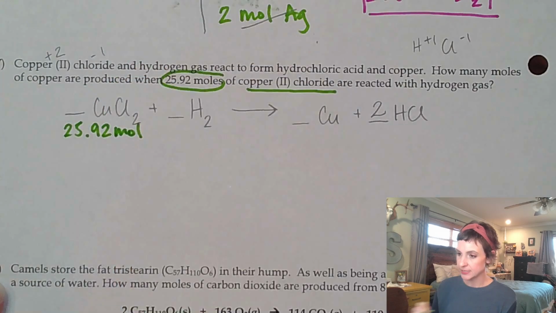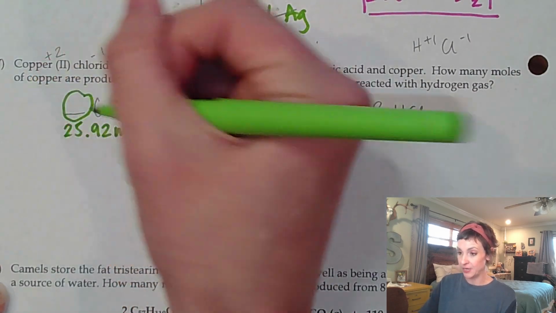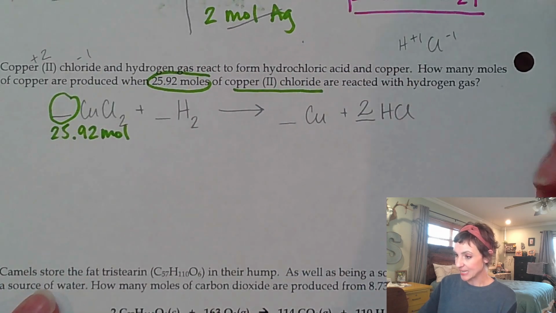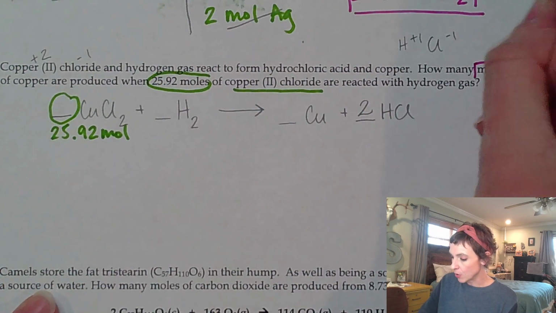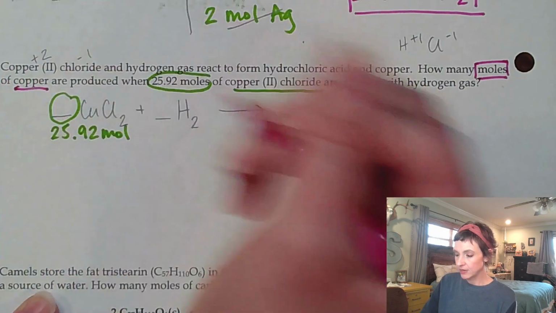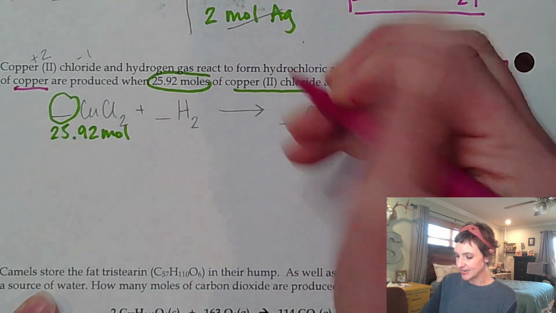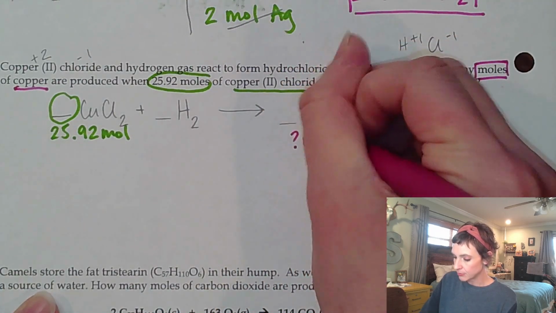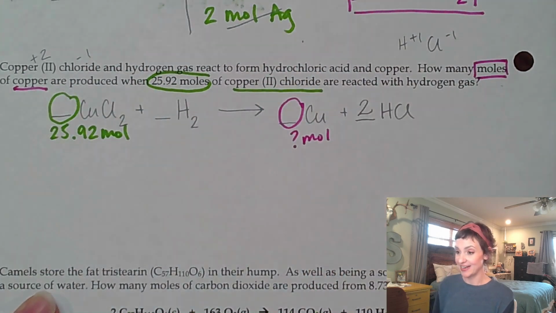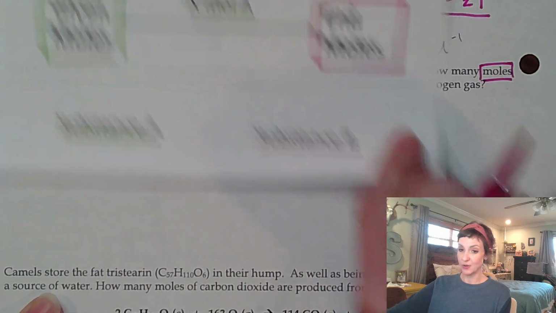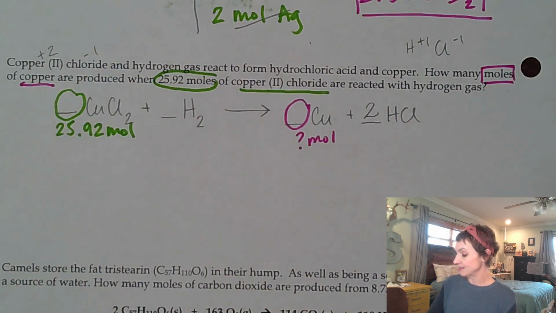25.92 moles. So I know I will be using that 1 coefficient when it comes time to get to that mole ratio. And then they're asking me to find how many moles of who? Copper. Okay, where's copper? There he is. So I'm going to put a question mark, moles. And I'll be using that guy right here. So going from moles to moles, it's a 1 step. I'm using my mole ratio.